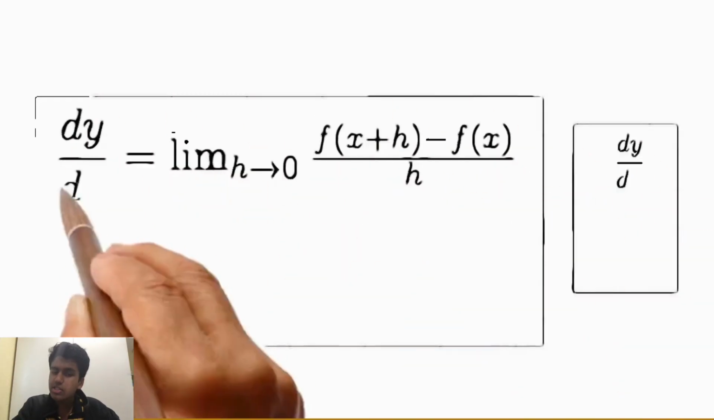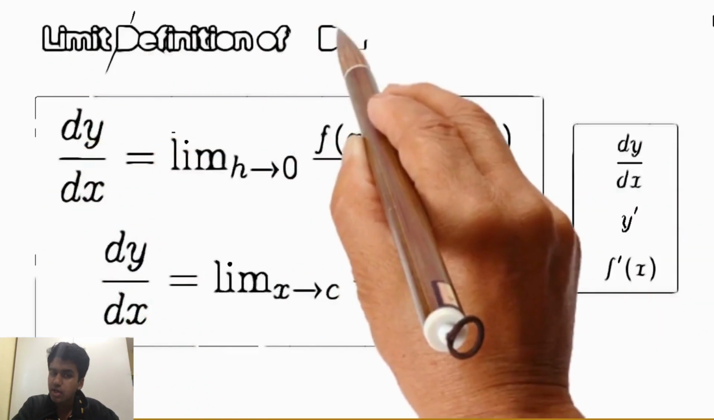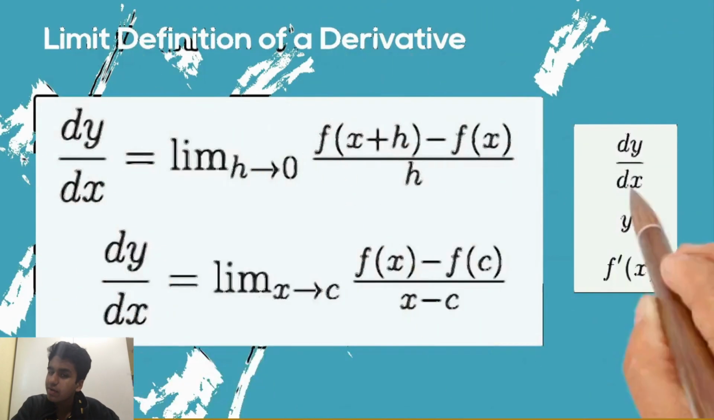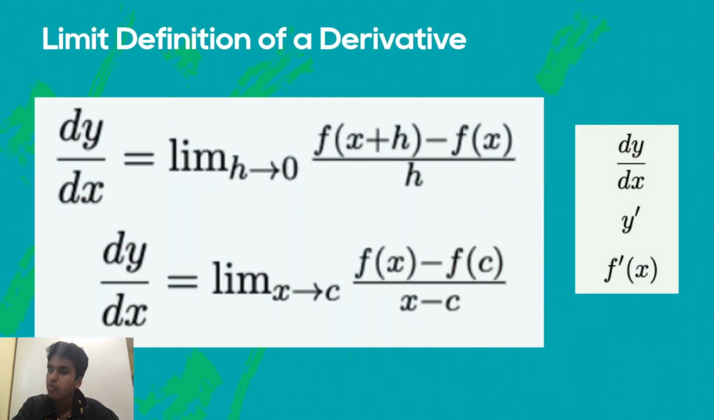So now let's move on to the limit definition of a derivative. Basically, dy over dx is the limit as h approaches 0 of f of x plus h minus f of x over h. The other way to do this is dy over dx equals the limit as x approaches c of f of x minus f of c over x minus c. You should know both of these forms. I prefer the first one, and that's the one most people use.